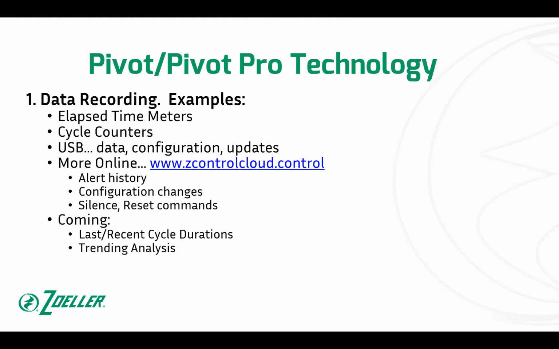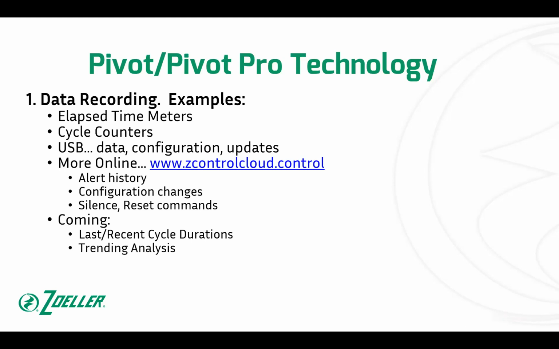So data recording. It used to be in a traditional panel, not used to be, it still is for everything except Pivot, that if you want a counter of some sort, whether that's a cycle counter or an elapsed time meter, those are all things you have to add as an option. They aren't included. With Pivot, all of that is included, just standard. Even in the panels that don't have a screen, the data's there. You just have to pull it off with a thumb drive.